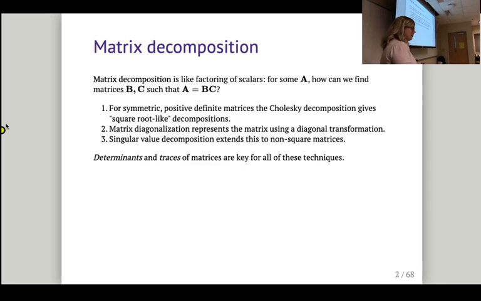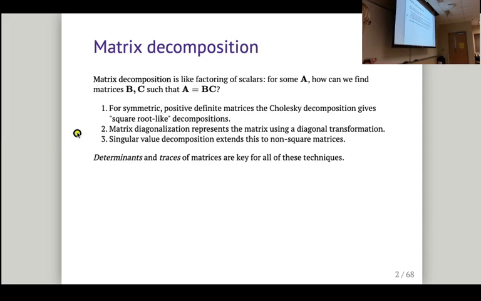So if we're outside of that realm, what can we do? Matrix diagonalization is one option. Singular value decomposition is another option. So we'll talk about how these three approaches differ and where you might use them today.